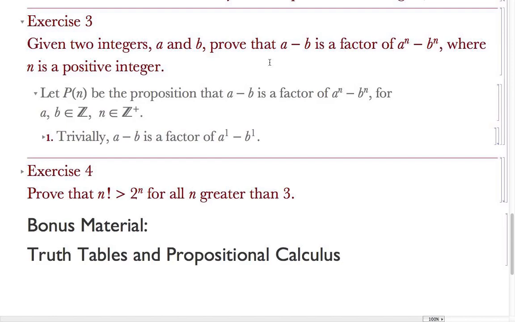So let's look at the first step. We want to show that this is true when n is 1. Well, trivially it is, because a minus b is a factor of itself, and so that's pretty easy to do.